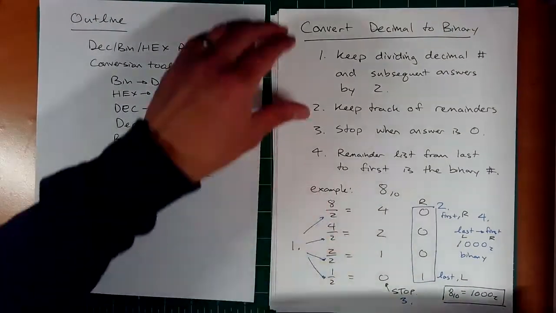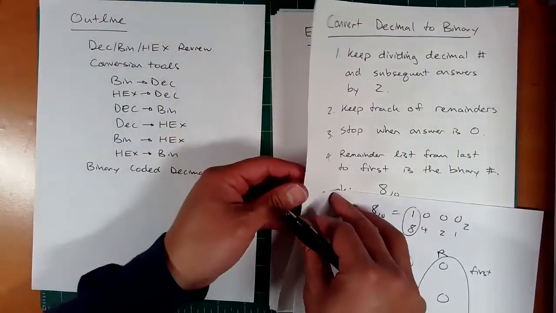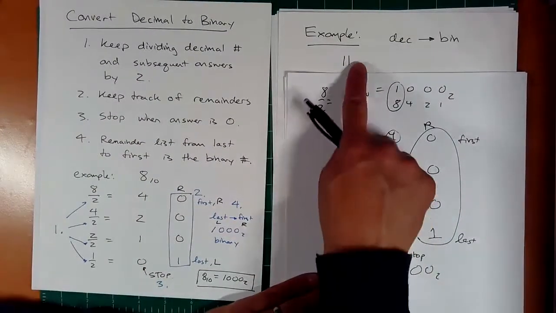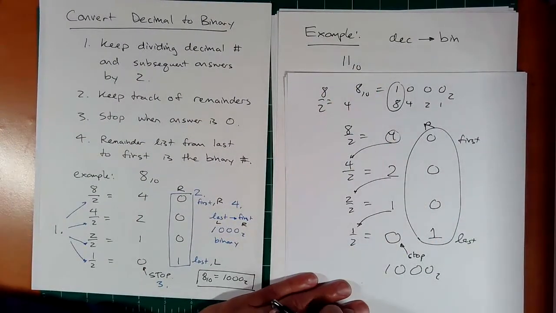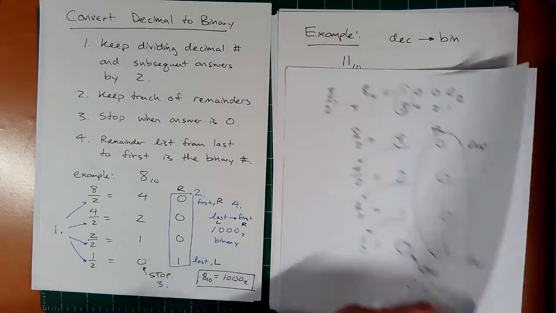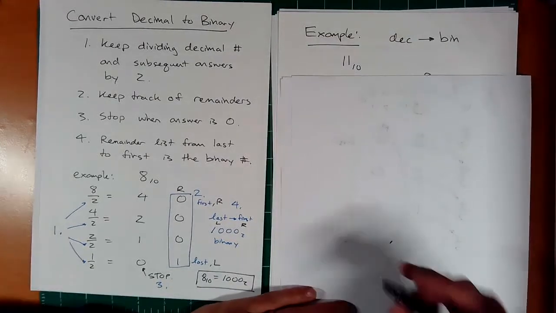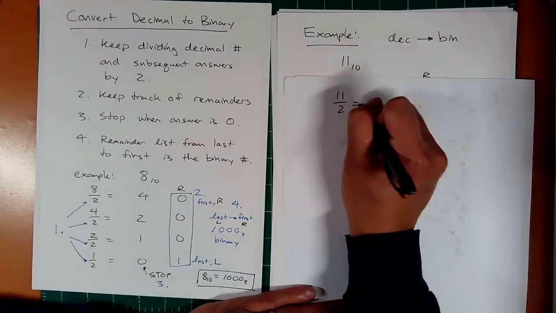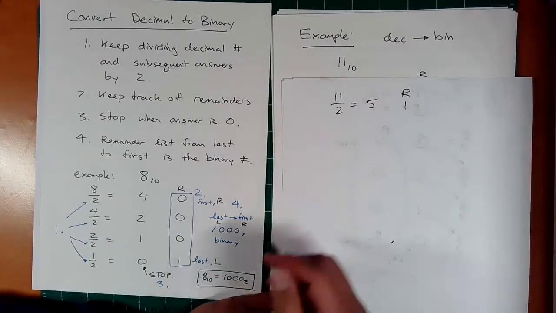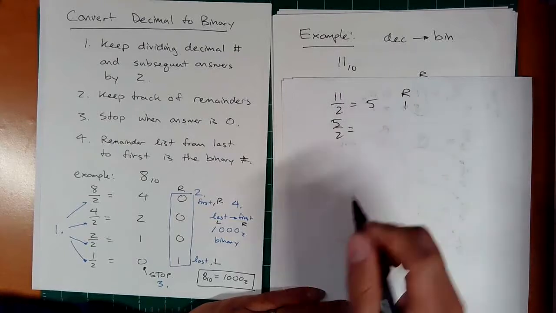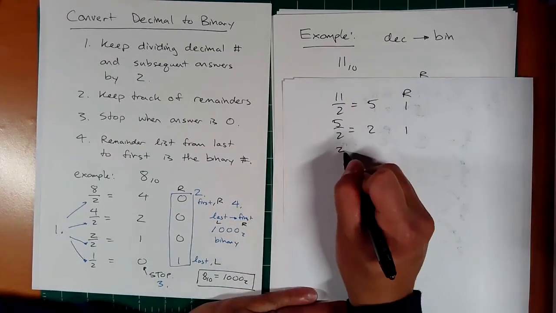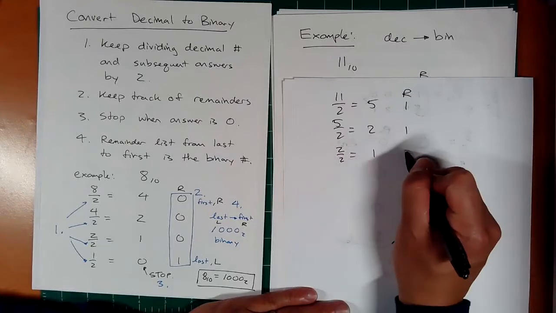Okay, let's do another example. Let's do the number 11, so 11 in base 10 or decimal. Let's convert it to binary. So let's follow that same algorithm. So get another piece of paper here. Flip this over. Okay, so 11 divided by 2 is what? I think 5. Remainder, I think there's 1 left over. 5 divided by 2, what is that? 2, remainder 1. Okay, 2 divided by 2 equals 1, remainder 0.